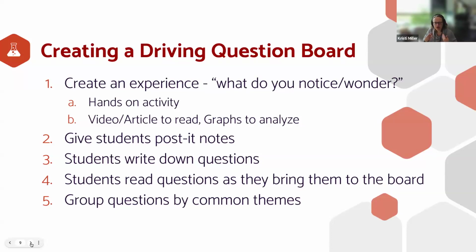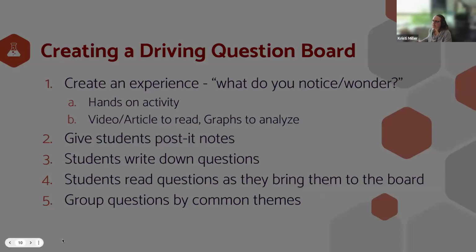Remember, it's about the celebrating, right? Celebrating that not only are we finding answers, but we're also asking really good questions, because part of being a scientist is asking really good questions. So, okay, I will get off my soapbox now about driving question boards. They're one of my favorite things ever, if you haven't noticed.